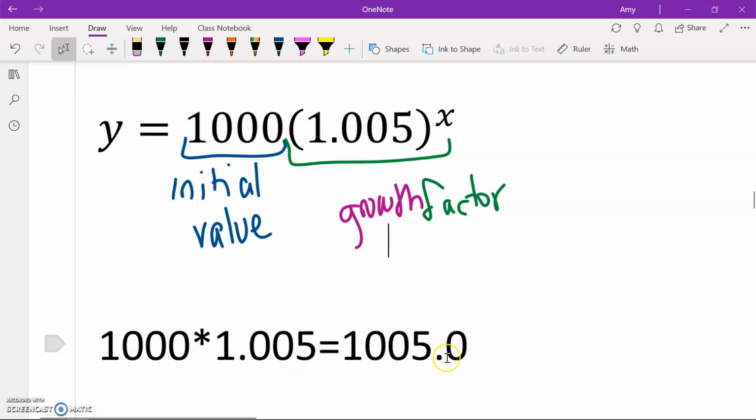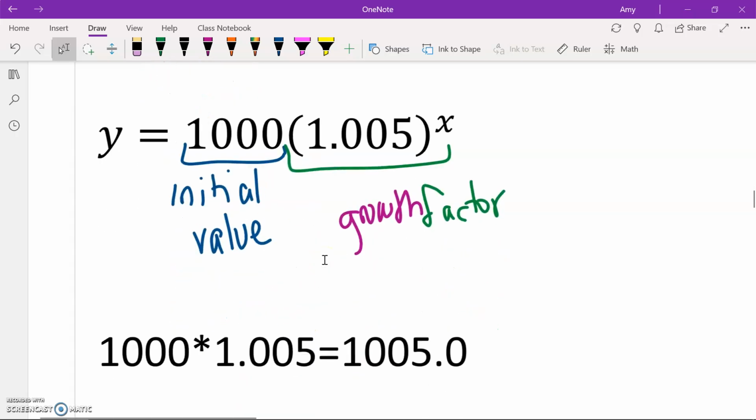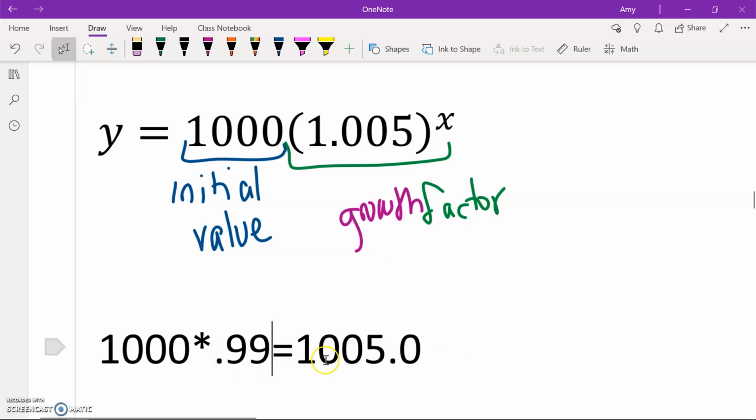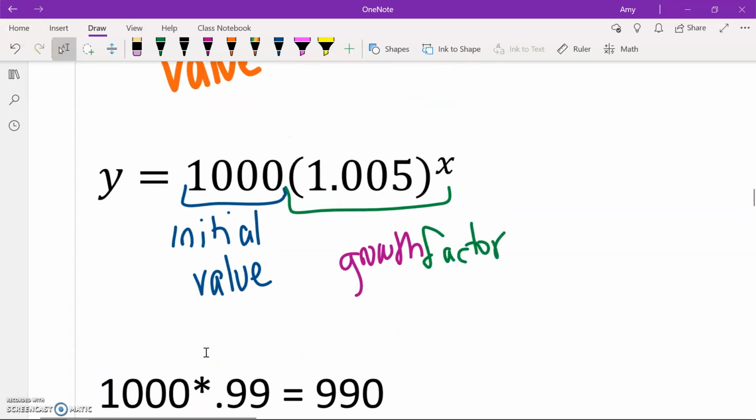So you notice that if I'm multiplying by a number that is more than 1, it's going to be growth because it's getting bigger. And if I multiply by a number that's less than 1, like 0.99, that's going to be decay because the numbers are going to get smaller. So if the rate of change is more than 1, it's growth. If it's less than 1, it's decay. And that is an introduction to exponential functions.